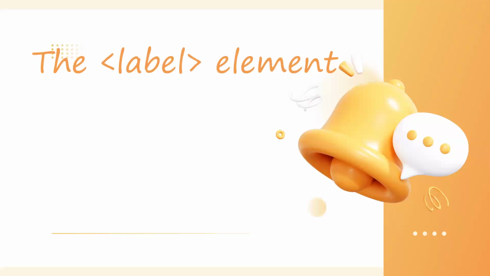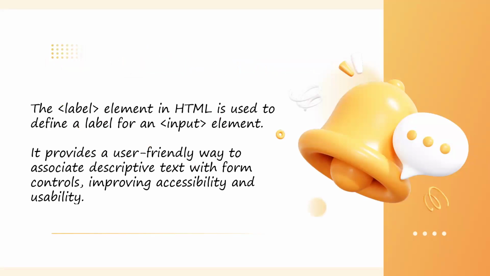The label element in HTML is used to define a label for an input element. Like you're giving it a name. Let's say you have an input element where you want to take in people's first name. You can give a label, first name, to that input. We are going to see how it's done. It provides a user-friendly way to associate descriptive text with form controls. It improves accessibility and usability.